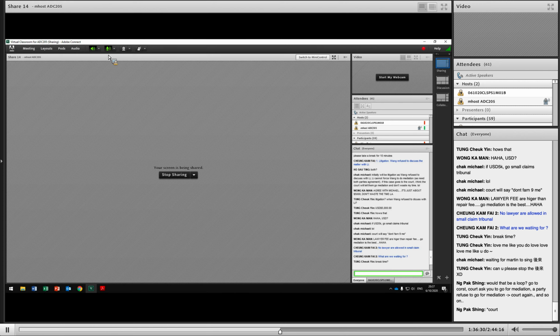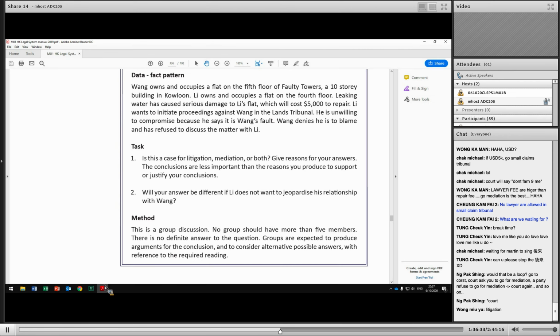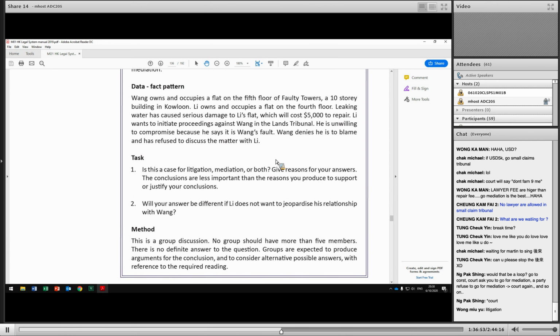Because if you just invite the party to have mediation at the very beginning, it won't be possible for Li to ask Wang to have mediation. I think most likely Wang will simply refuse, because Wang simply refused to discuss the matter with Li. So you cannot even communicate with him. Okay, so you will knock on the door of his friend. I think he will be very angry and say there will be a lot of dispute between the two parties. So I think inviting him to have mediation at the very beginning is something quite difficult.